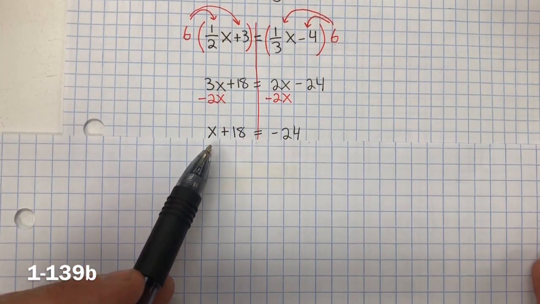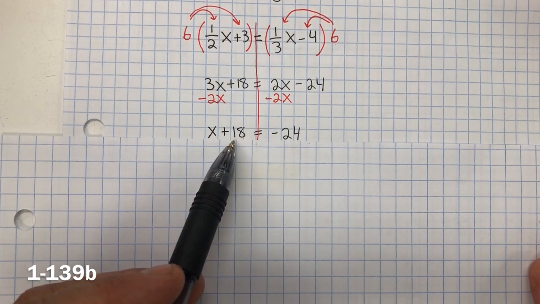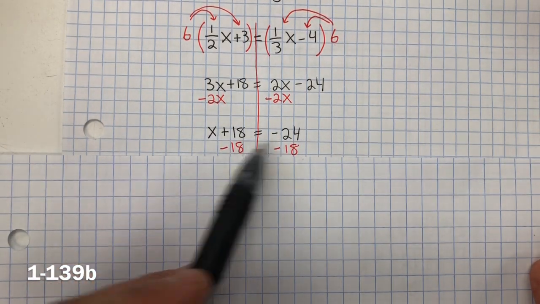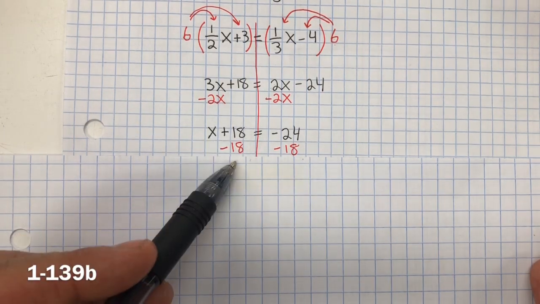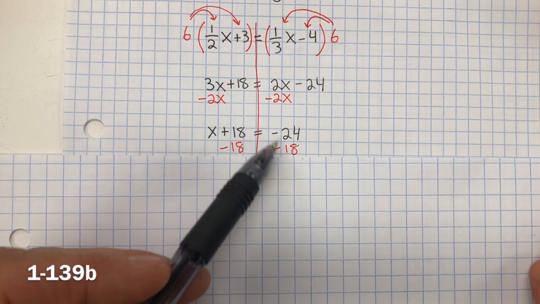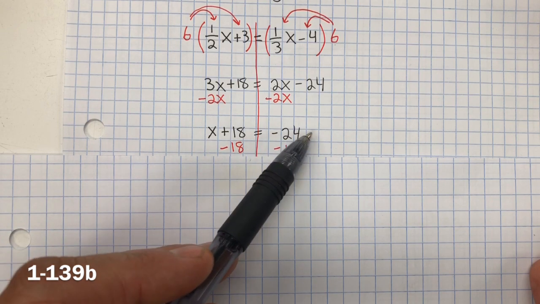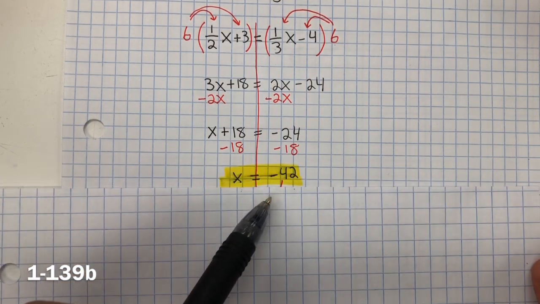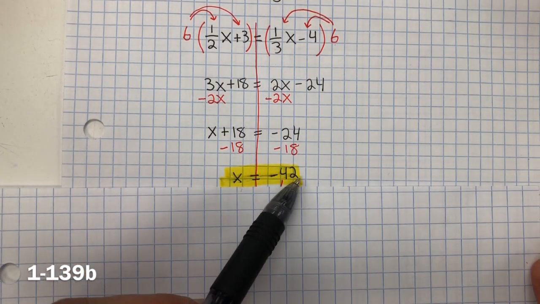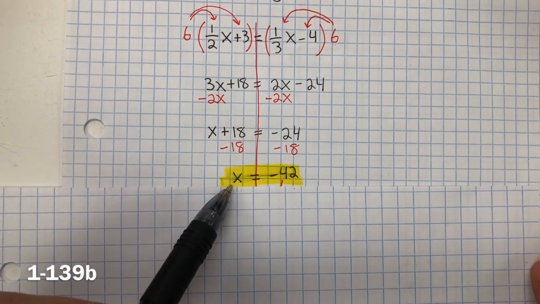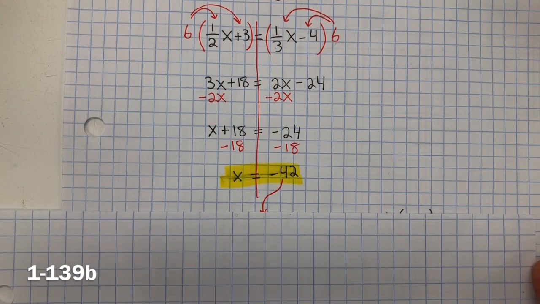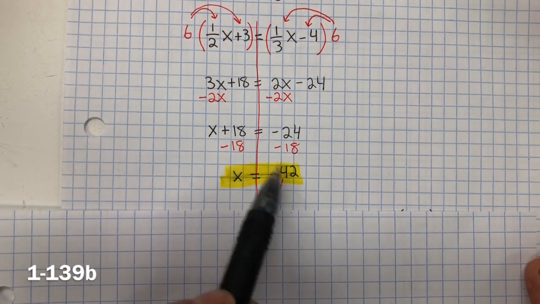3x minus 2x is x. Inverse property of addition is subtraction. So we subtract 18 from both sides. That created a zero pair. And we have a negative and a negative. I call this a dig-dig. You dig down 24 feet and you dig down 18 feet. You've dug down a total of -42 feet. So x equals -42.